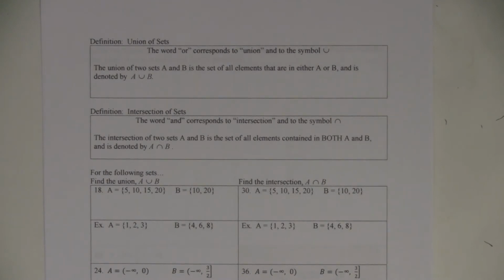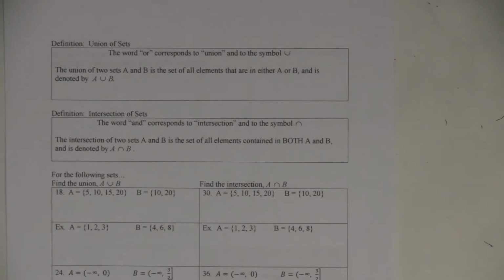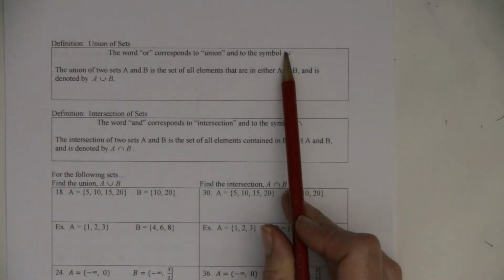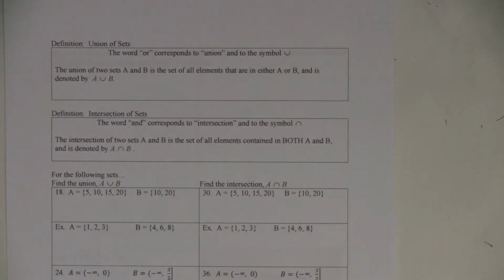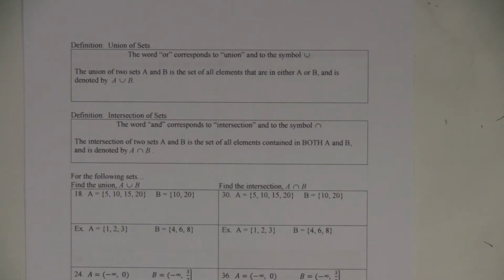Then the next problems are the union of sets. And they say that the word or corresponds to the union of sets. The symbol they use in your book is this symbol like this, and the symbol says union. If you're thinking that it looks like a U and says union, I don't think that's such a bad thing to think, right? And it means or. The definition is: the union of two sets, A and B, is the set of all elements that are either in A or in B, and is denoted by A union B.